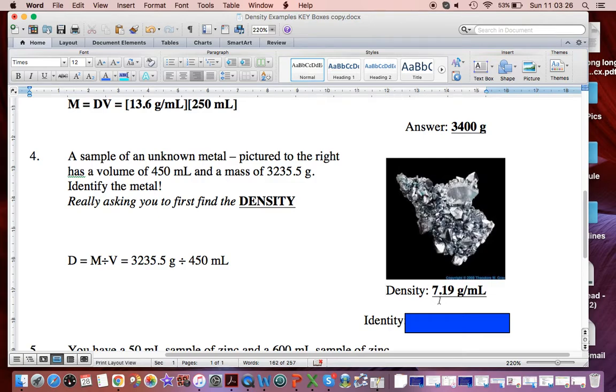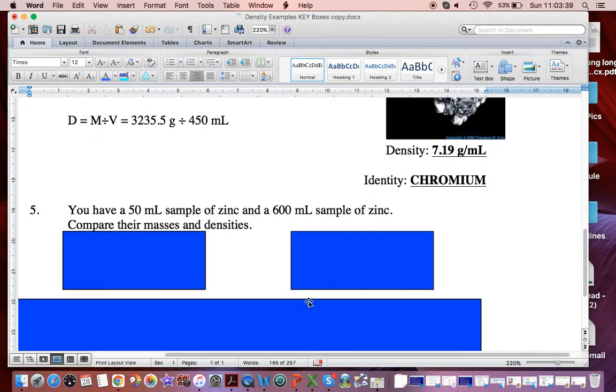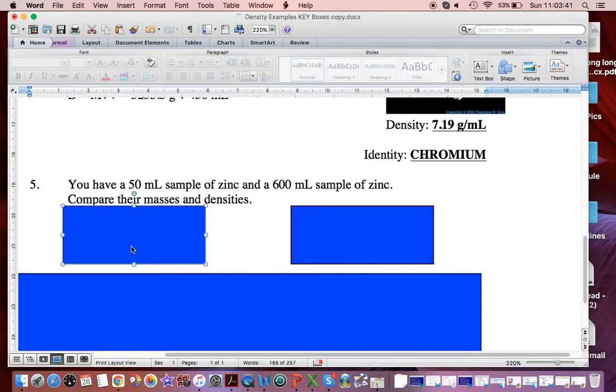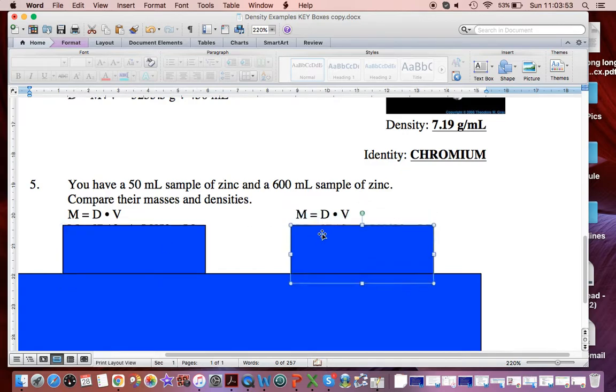Now, if it's a metal, the odds are it's on the periodic table. So we go hunting until we find something with a density of 7.19 grams per milliliter. And we get chromium. Number 5. We have 50 mils of zinc and 600 mils of zinc. Clearly, the bigger volume is going to have the greater mass. So we go m equals d times v, m equals d times v.